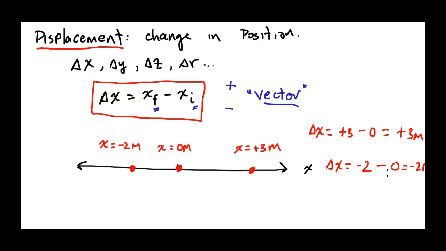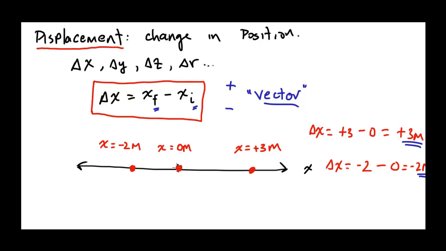And maybe now you can see why this is significantly different from distance, right? The distance the particle went wasn't -2. It was 3 plus 3 more to get back. That's 6 plus 2 more, 8. The distance traveled by the particle was 8 meters. But the displacement is -2 meters. So you can get a sense there for how they can be different.